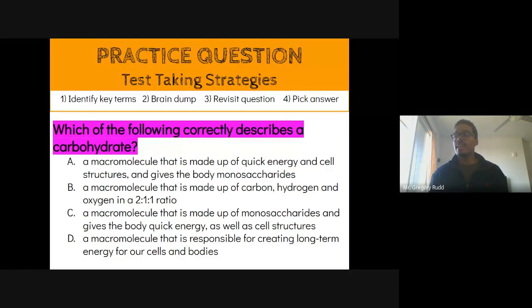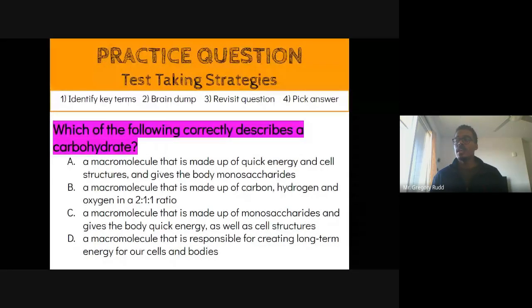So answer choice A says, a macromolecule that is made up of quick energy and cell structures and gives the body monosaccharides. Answer choice B says, a macromolecule that is made up of carbon, hydrogen, and oxygen in a 2:1:1 ratio. Answer choice C says, a macromolecule that is made up of monosaccharides and gives the body quick energy as well as cell structure. And then answer choice D, a macromolecule that is responsible for creating long-term energy for our cells and bodies. What do you all think? Type your answers into the chat and tell me what you think is the best answer here.